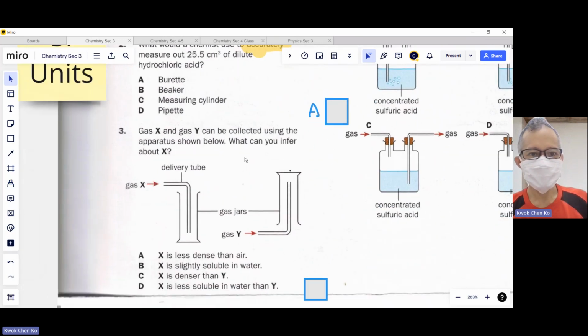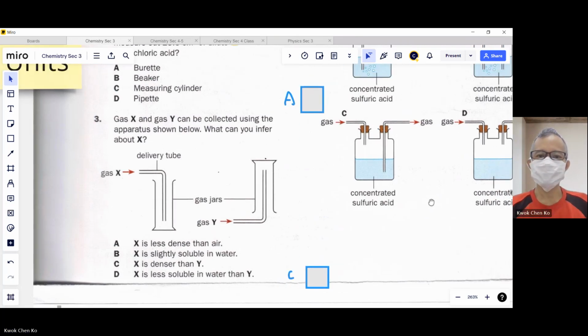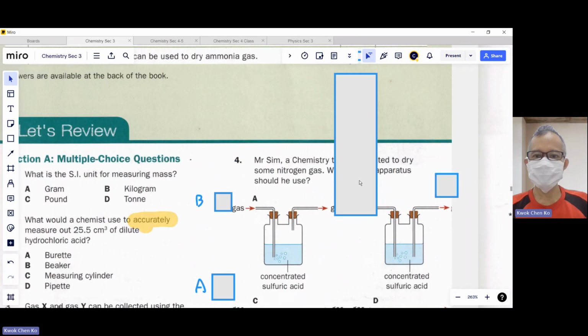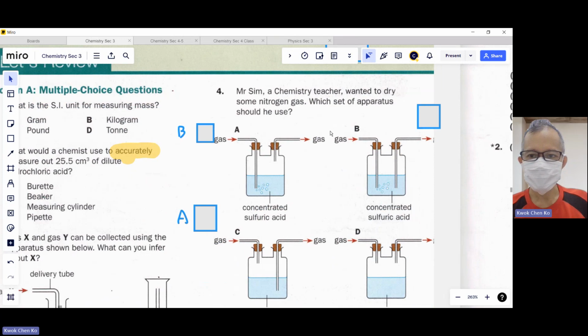This one, X and Y. What can you infer about gas X? That it is denser than Y. Denser than Y. Okay, so that will be C. Good. Number 4, which separator should he use? A. Good.